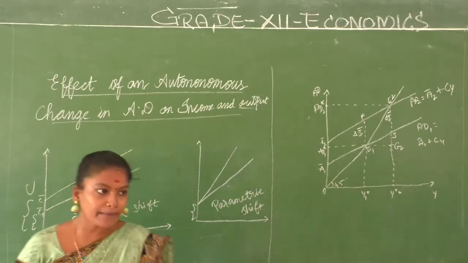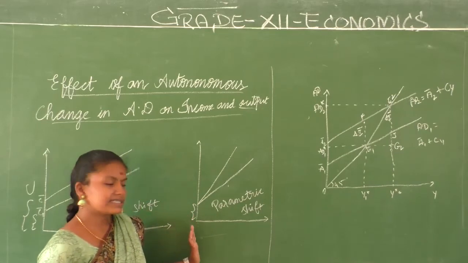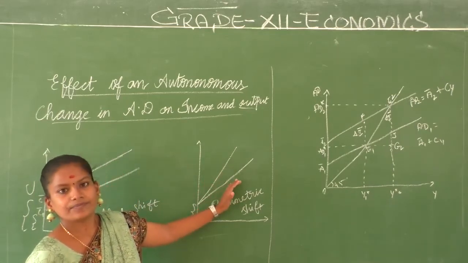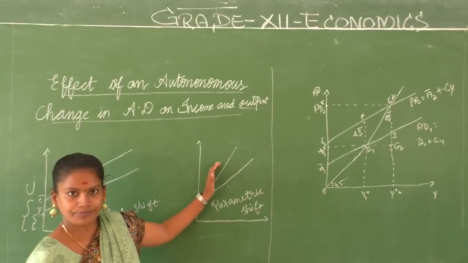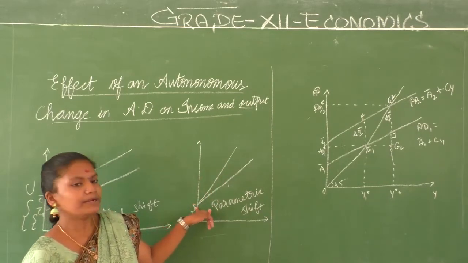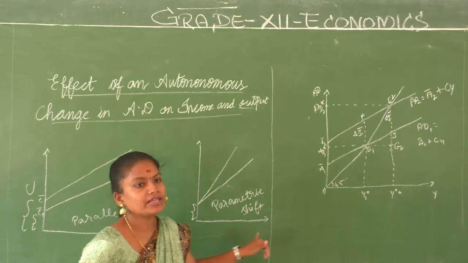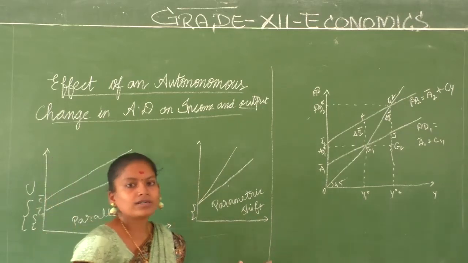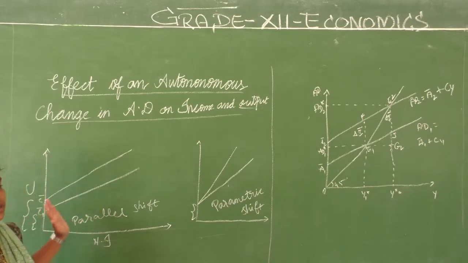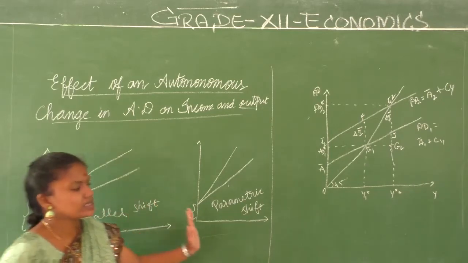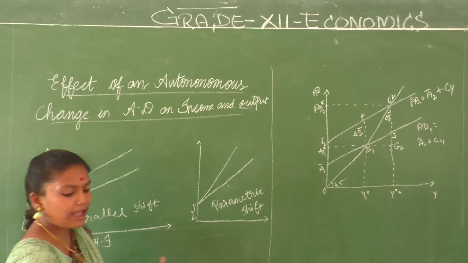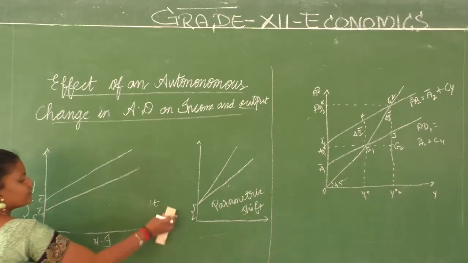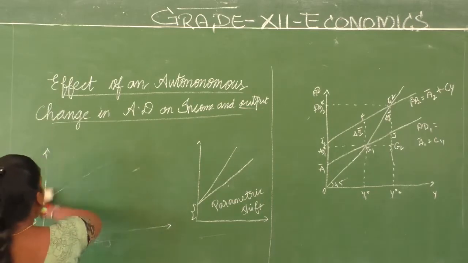Whereas what is a parametric shift? The intercept will be the same. Only the slope will be different, and it won't be a parallel slope. From the same intercept you will have another slope when there is a change, and that is called a parametric shift. In a parallel shift there is a change in the intercept, whereas in a parametric shift you don't have a change in the intercept. That is the difference between parallel shift and parametric shift.